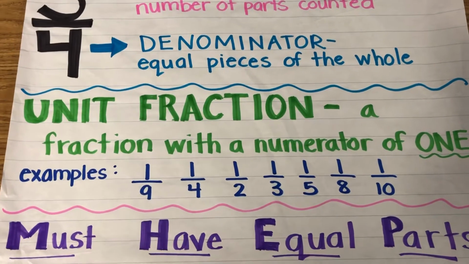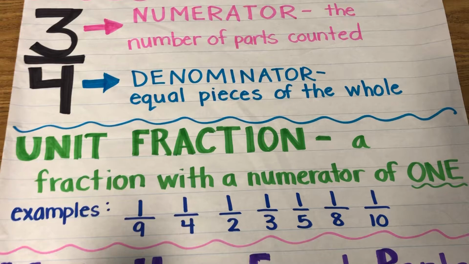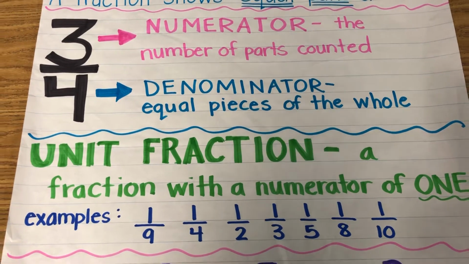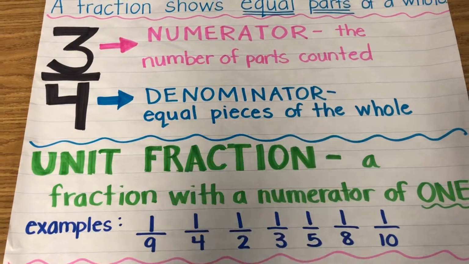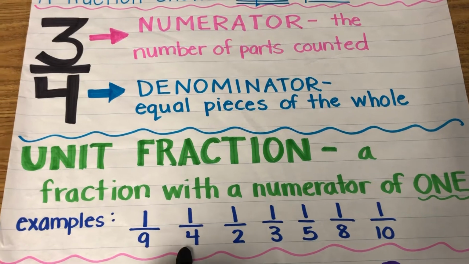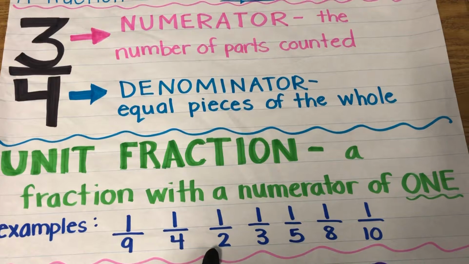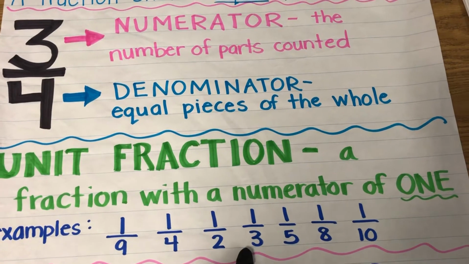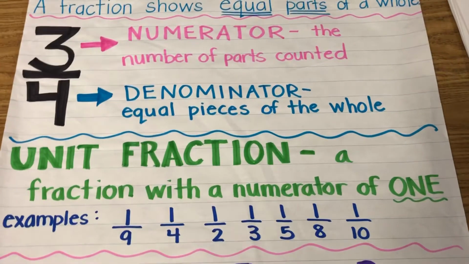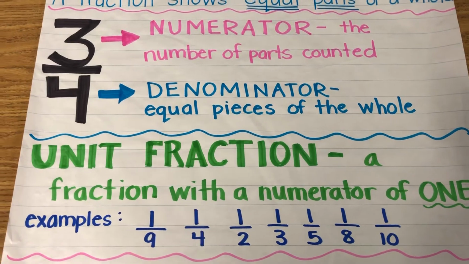Sometimes you'll hear us talk about what's called a unit fraction. A unit fraction simply means that the numerator is always 1. It shows you what one part of the whole shape is. Okay, so examples would be 1/9, 1/4, or 1/4. We call this 1/2. It's not 1 second or 1/2. It's 1/2, 1/3, 1/5, 1/8, or 1/10. And there can be many. These are just some examples. But a unit fraction always has a numerator of 1.